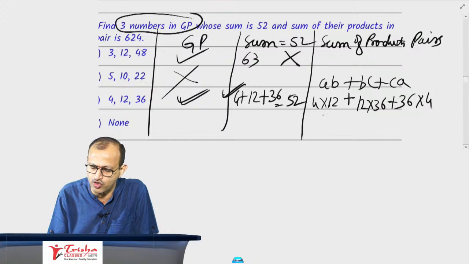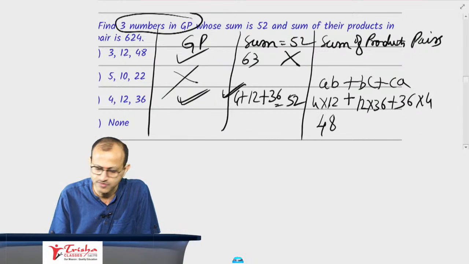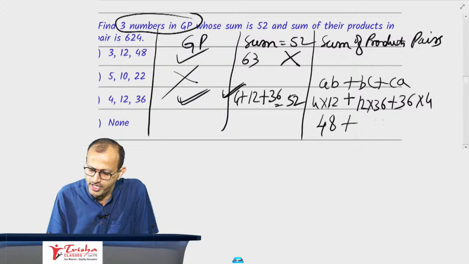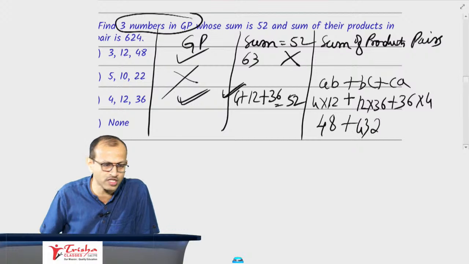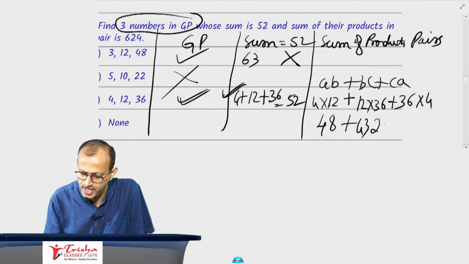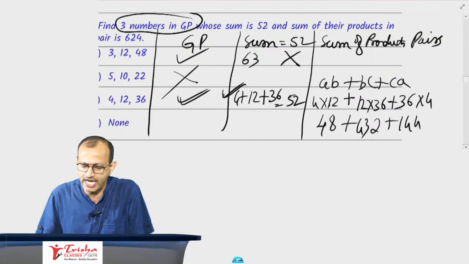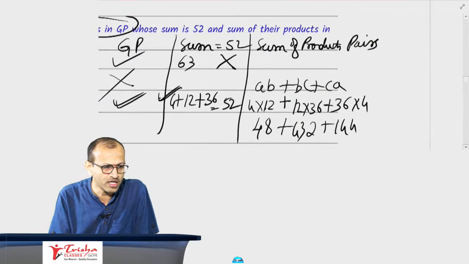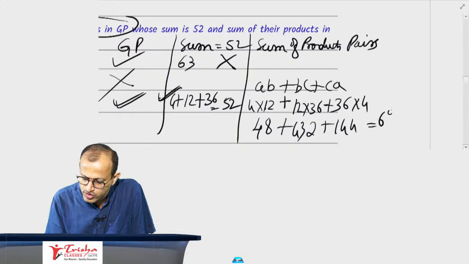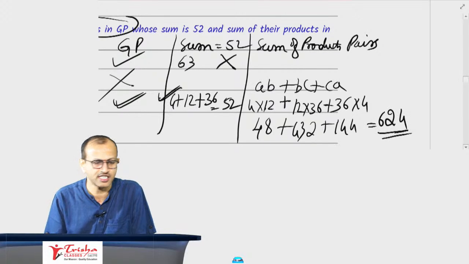Calculator. 4 into 12, 48. 12 into 36. Is it 432? Super. 36 into 4, 144. Calculator. 48 plus 432 plus 144. Will you get 624? Wonderful students. Will you get that answer?